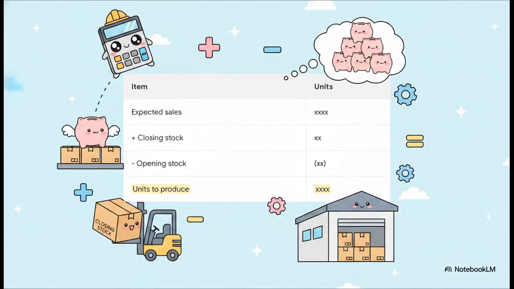Next, we take that sales number to build our production budget, which tells the factory how many items to physically make. We take our expected sales and we add our target closing stock because we want some extra left over on the shelves, right? Then we subtract our opening stock because we already have those sitting in the warehouse from last month. Expected sales plus closing stock minus opening stock equals the exact units we need to produce.